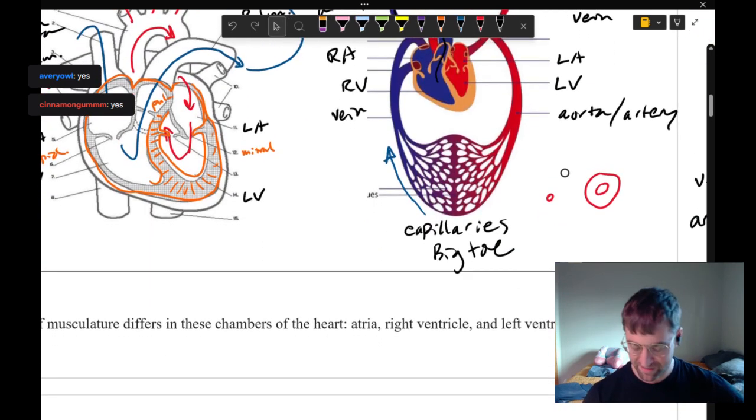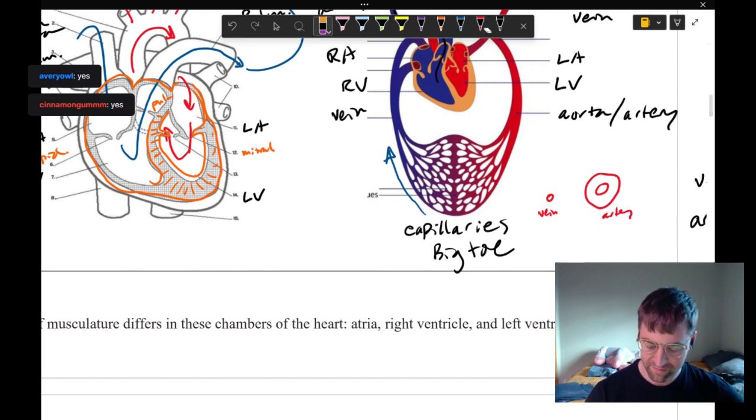You can't even see that vein, artery, and cross section.